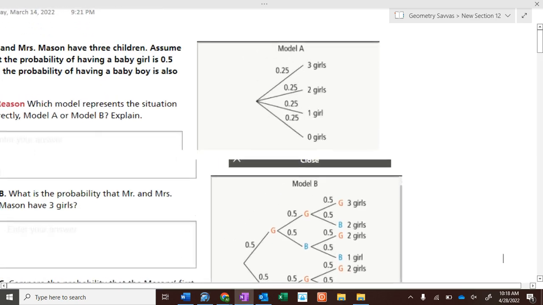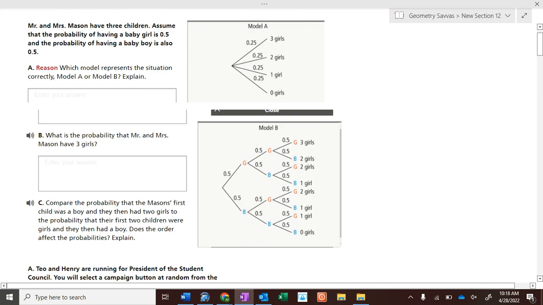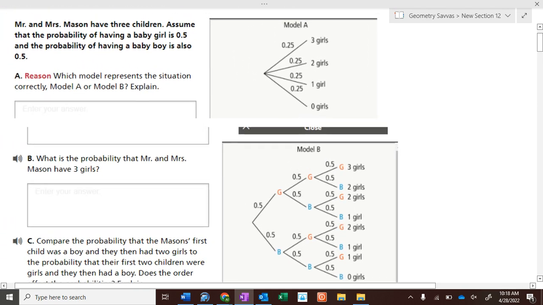Okay, today we're doing probability distributions. So, if you've got a 50% chance of having a boy or a girl when you have a baby, okay? 50% chance of having a boy or girl. So if this family has 3 kids, is it a 25% chance of 3 girls, 25% chance of 2 girls, 25% chance of 1 girl, 25% chance of 0 girls?